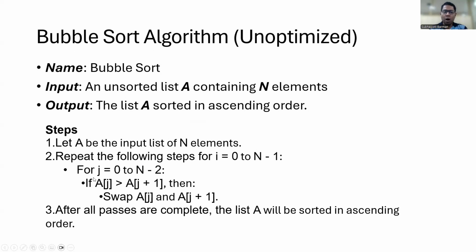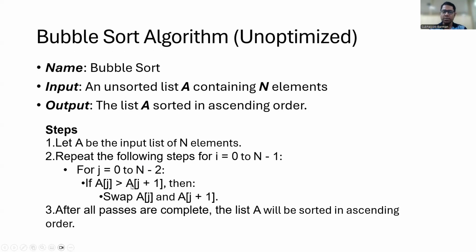Okay. Now, how to denote the consecutive elements? So the current element is pointed to by j. So the next element will be pointed to by j plus 1. I want to sort this data in ascending order. So A[j] must be less than or equal to A[j plus 1].